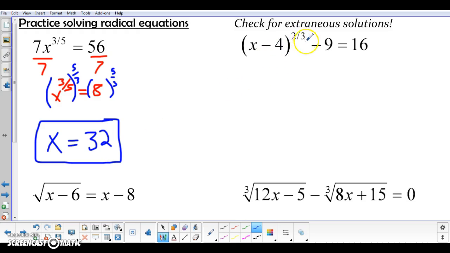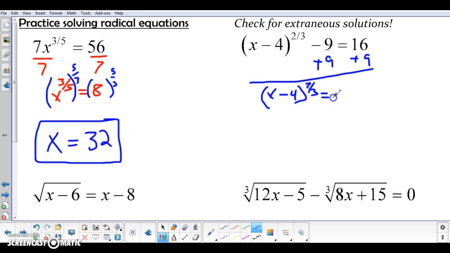x minus 4 to the 2/3 minus 9 equals 16. Well, I need to get the power by itself before I raise it to any other power or take a root or anything like that. So I'm going to add 9 first. Adding 9 will give me x minus 4 to the 2/3 on one side, and 16 plus 9, which is 25, on the other side.